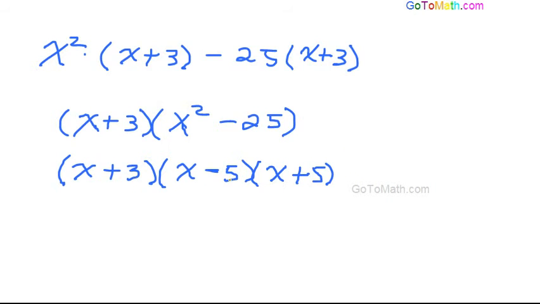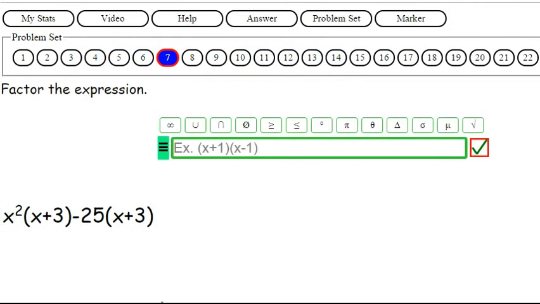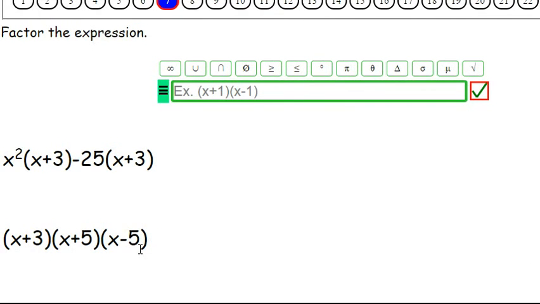X plus 3 times x minus 5 times x plus 5. True story. All right, what do we got here? X plus 3, x plus 5, x minus 5.